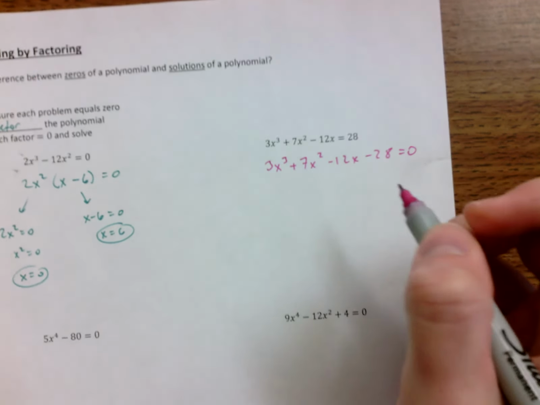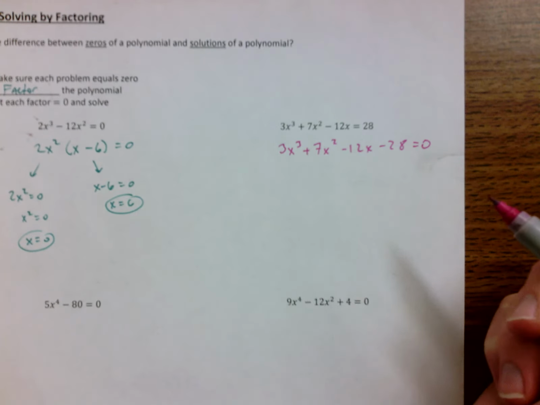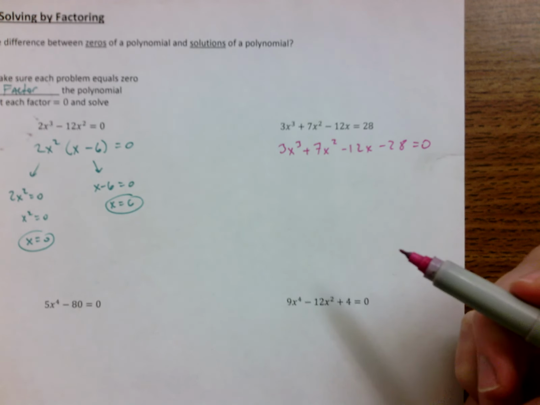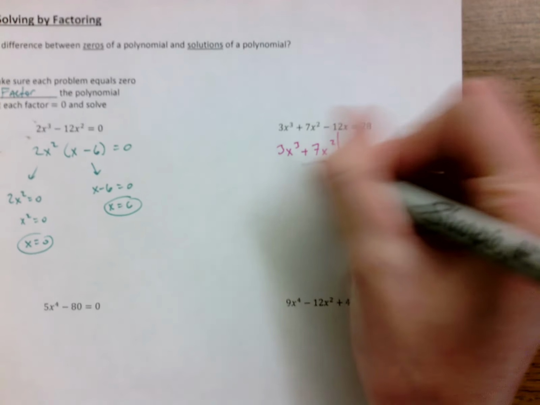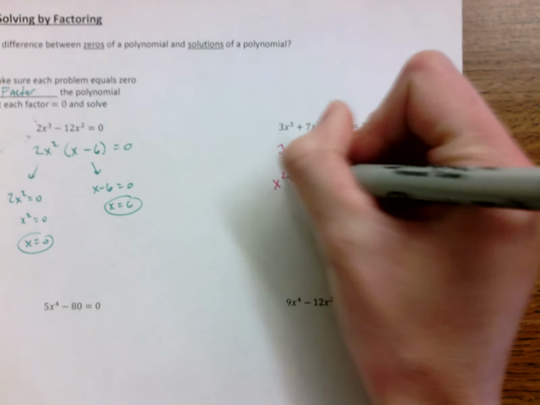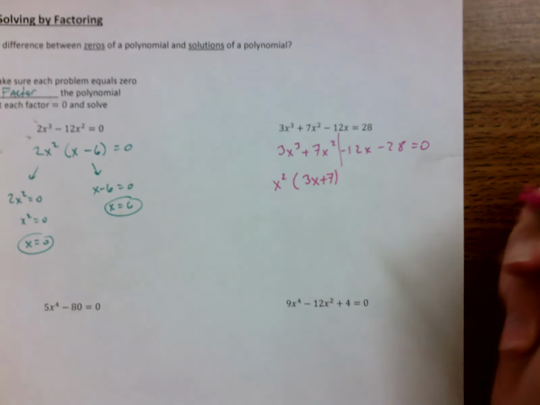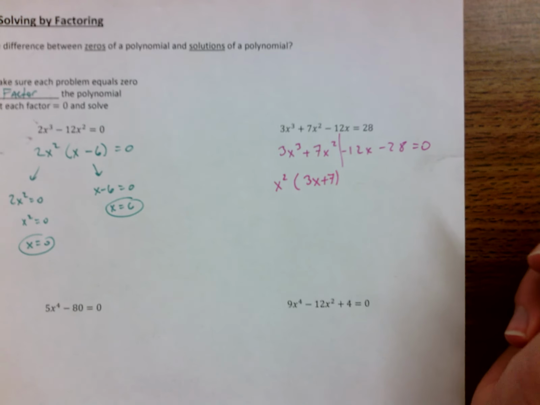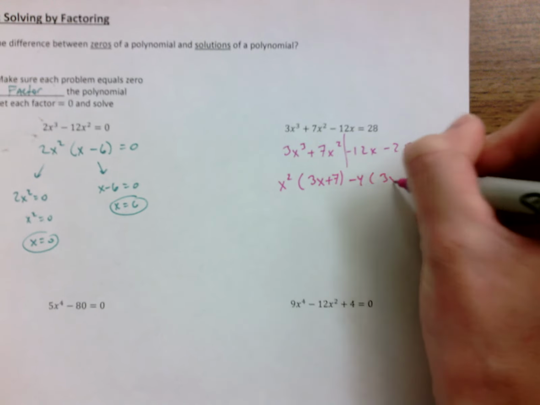This one, I know it's going to factor because it's on the page about solving by factoring, and it's got 4 terms. So the first thing that I'm going to check is to see if I can factor this by grouping. So I'm going to split it in half. Common factor between these two is an x squared, which leaves me with 3x plus 7. Common factor on this side is -4, which leaves me with 3x plus 7.